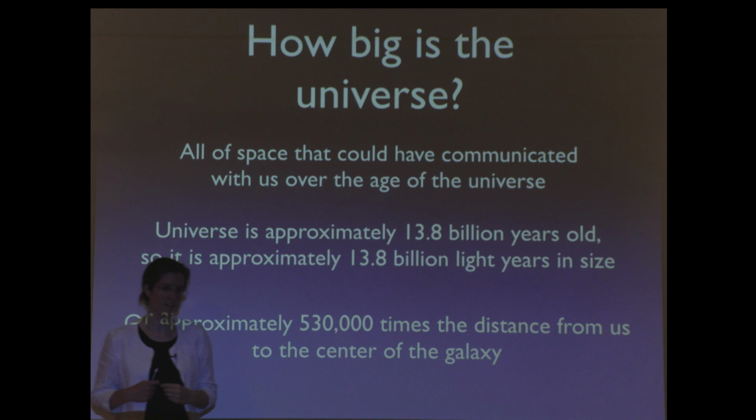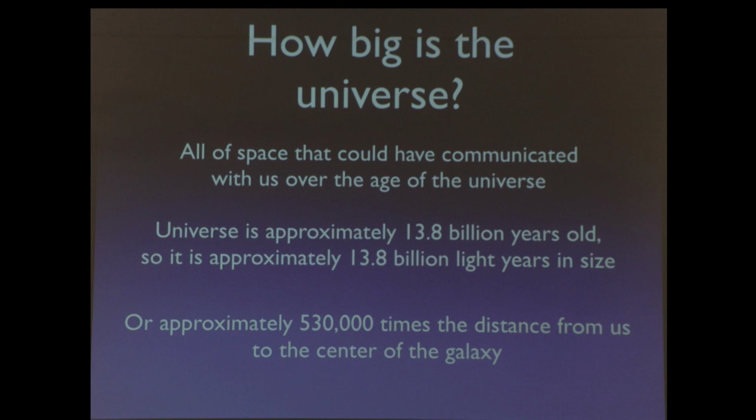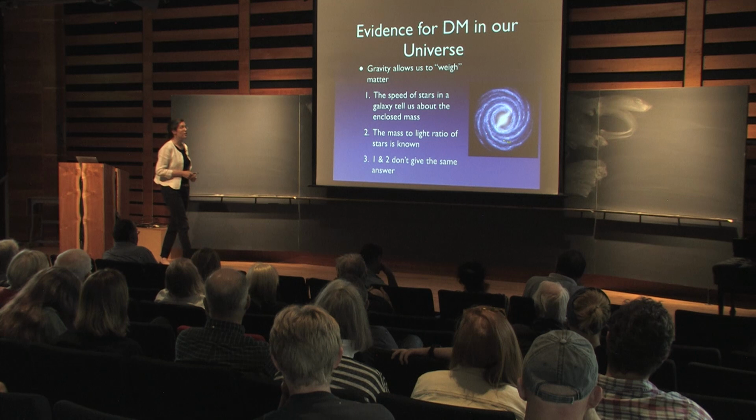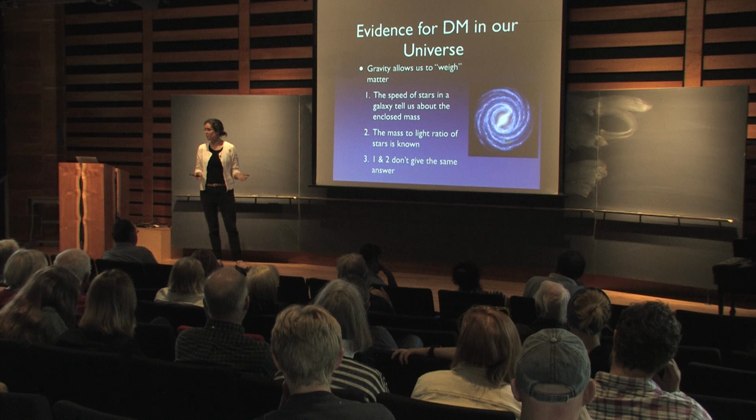So we said we're 26,000 light years from the center of the Milky Way galaxy, and the universe, which is the part of space-time that we can observe, is 530,000 times bigger than that. So you can imagine now how many Milky Way galaxies you can fit into a universe of that size. And that, in fact, is what we can observe. That's the remarkable thing: we can measure all of those galaxies out on the sky and use them to learn about dark matter. What gravity does for us is allow us to weigh matter. That's almost all that gravity is good for, is weighing stuff.